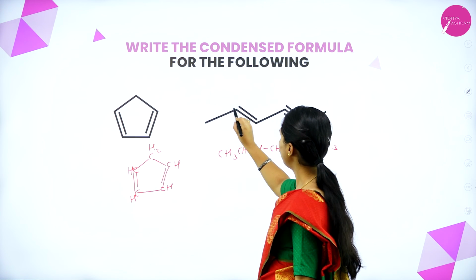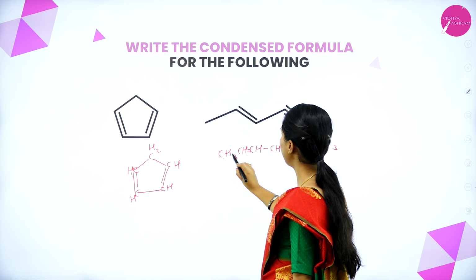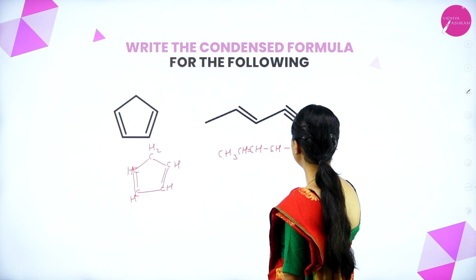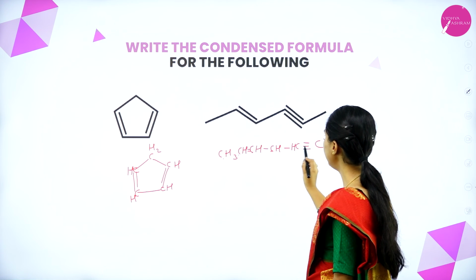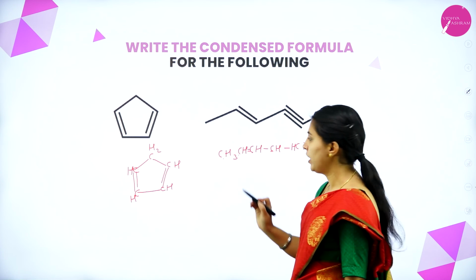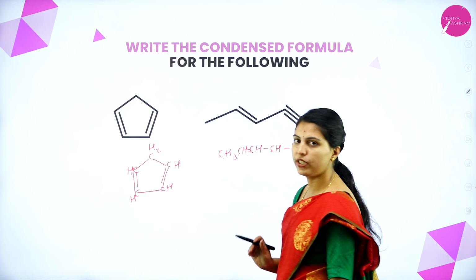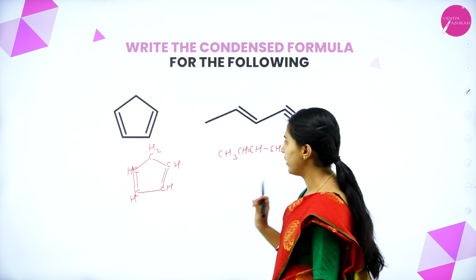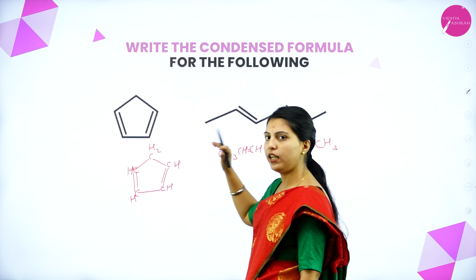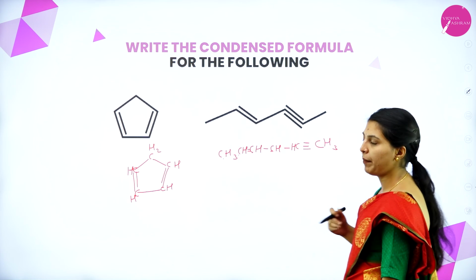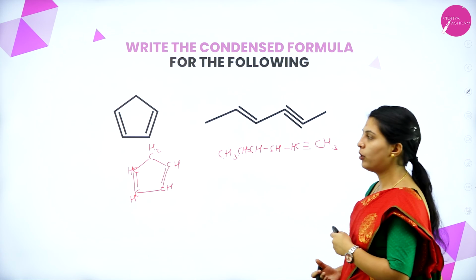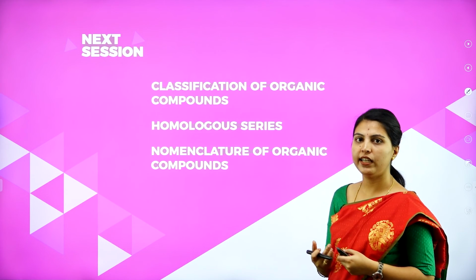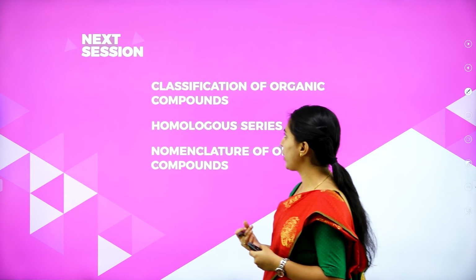See here, 1, 2, 3, 4, 5, 6, with the double bond and triple bond representation. The remaining valency of hydrogen you should count and write. This is a cyclic manner and this is an acyclic manner. You will study about cyclic and acyclic in the classification of organic compounds.